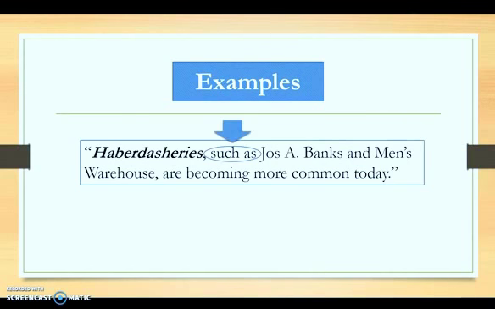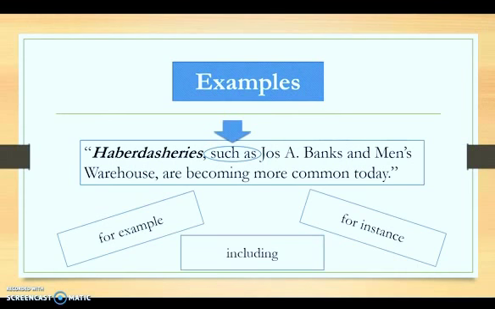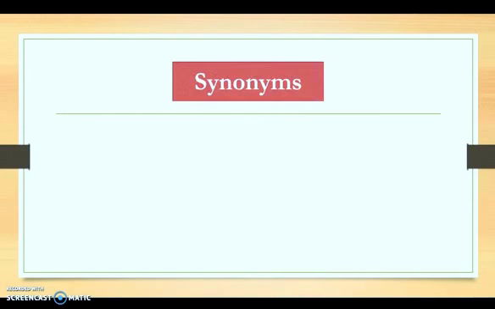Such as is the signal phrase used in this sentence. But authors will oftentimes use for example, for instance, or including, just to name a few. Another excellent type of context clue is that of synonyms, or as it's sometimes called, restatement. A synonym is a word that means the same thing as another word.